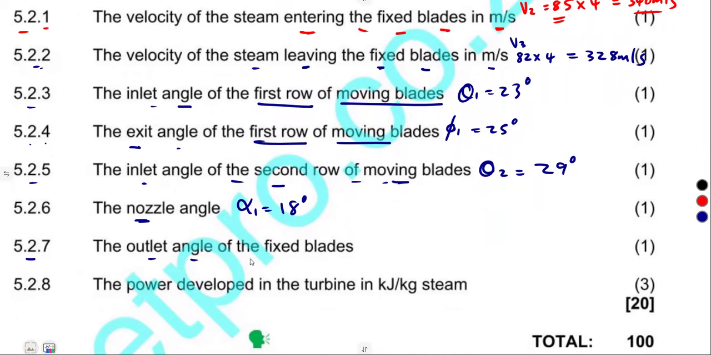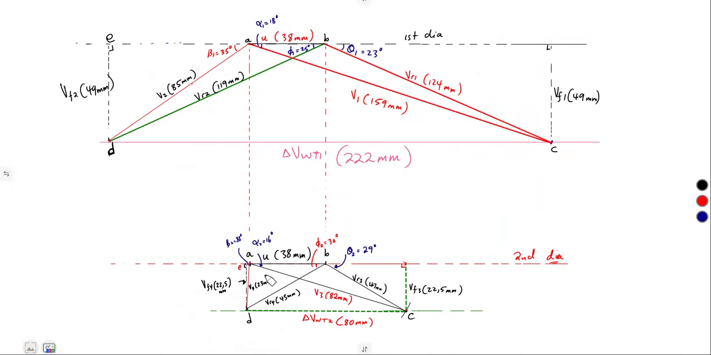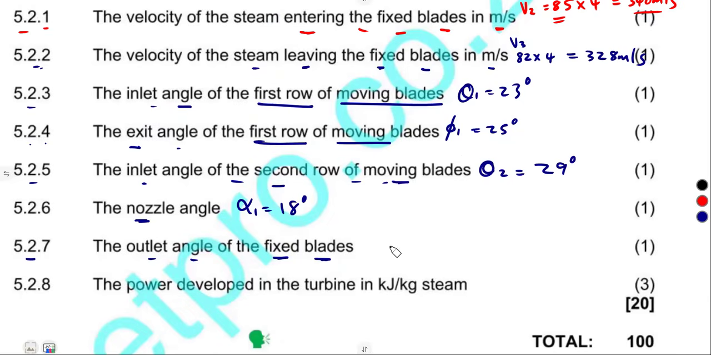And 5.2.7, the outlet angle of the fixed blades. As we consider the fixed blades, the outlet angle will be this angle alpha 2, which is approximately 16 degrees.